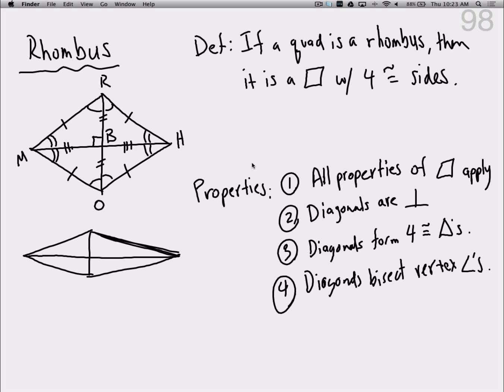Question. If OB, MB, OB, and HB are all equal, then how come RO and MH aren't equal? They're not all equal. Notice I got 2 marks on these guys, 3 marks on those guys. Sorry, that one was hidden. If they were all equal, then yeah, they would be congruent. Okay, anything else? Good, we're solid.